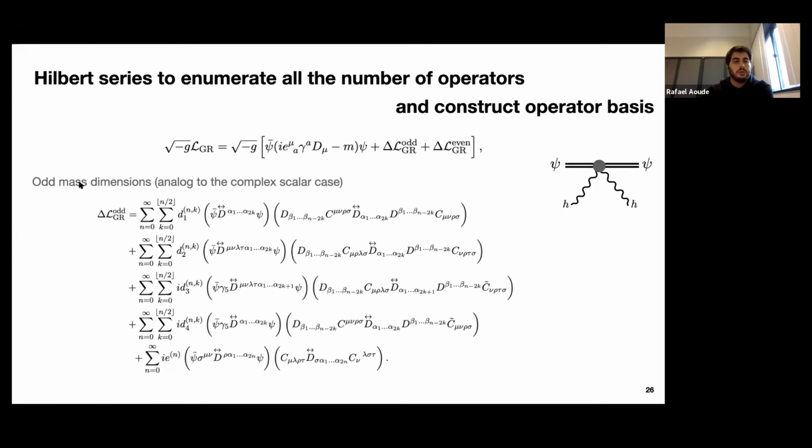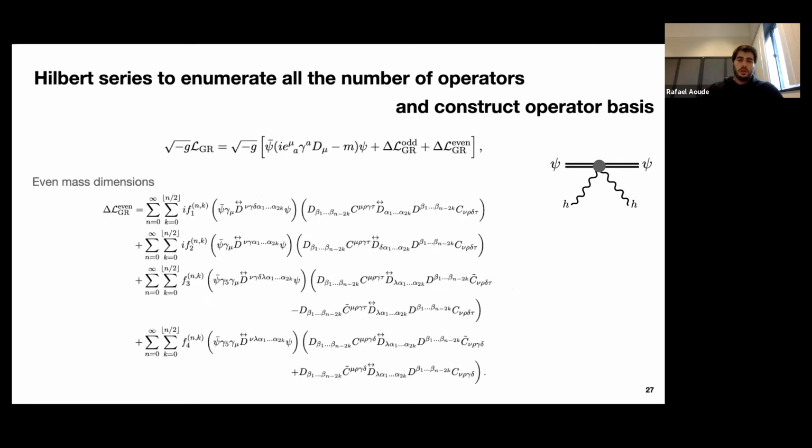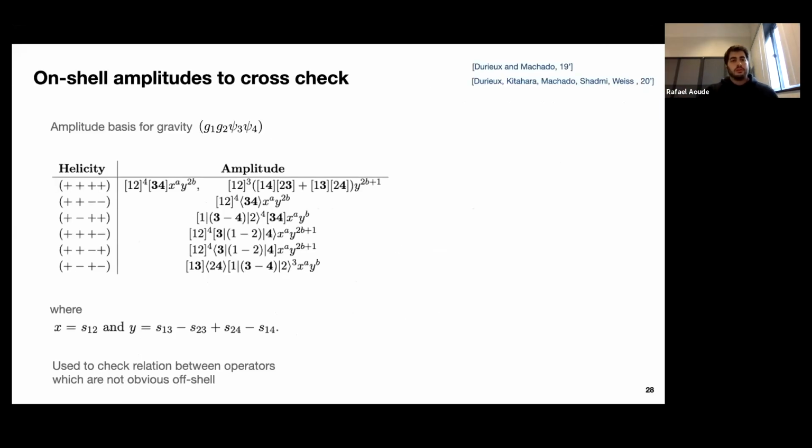And I forgot to mention that the odd mass dimension case is analogous to what was previously done by Case and Andreas on the complex scalar, where here instead of two fermions you have two complex scalars. The same was done for even mass dimension. So given that, you construct your basis in the Lagrangian, but now you have to check because sometimes you have some off-shell relations that are not so clear.